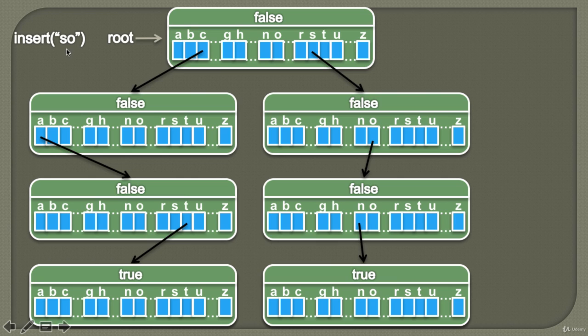So in order to mark that the word so is present in this trie, we'll simply assign a value true, which will signify that this is the end of the word and the word so is present in this trie. So friends, this boolean value is very important, which lets us know whether a particular word is present in this trie or not.